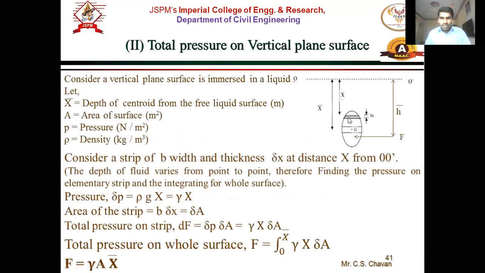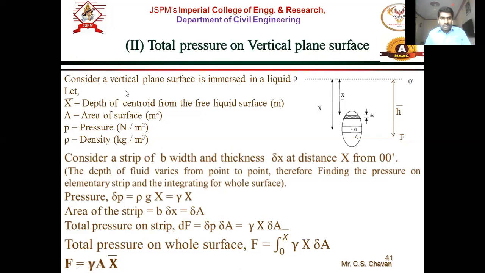So here what we have done is consider a small strip, right? The hatched portion is nothing but a small strip over this given total area. Here we will first derive the total pressure on this strip, and then we will integrate for the whole surface, right?